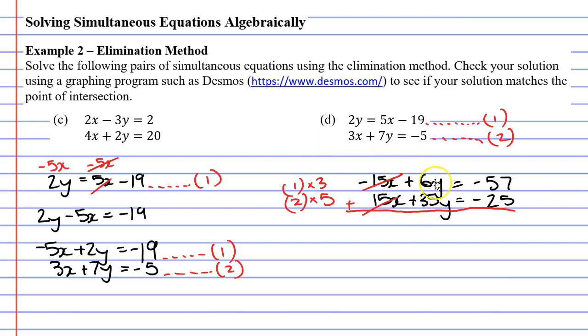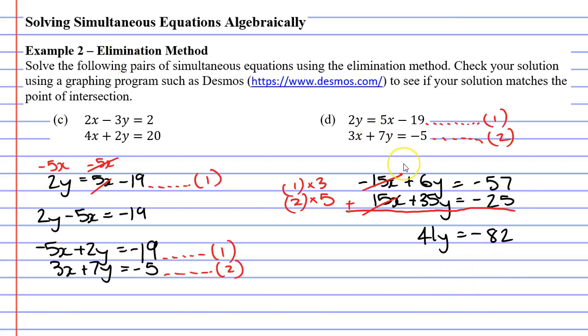Next, what's 6y plus 35y? Well, that's going to be 41y. And then what happens if we add these together? Negative 57 and negative 25, if we add them up, it's going to make negative 82. And if you're not good with negatives, just work it out on your calculator. Just go negative 57 minus 25.